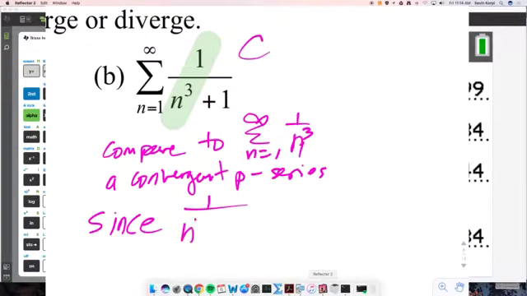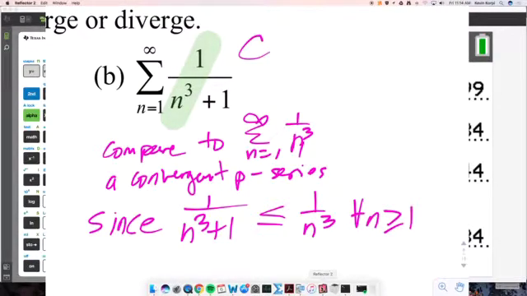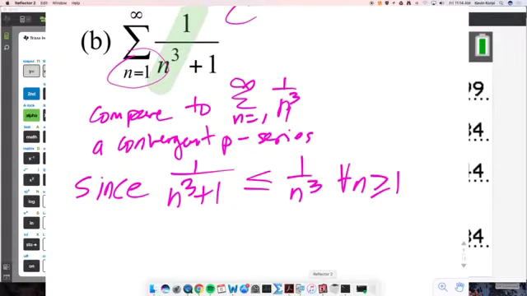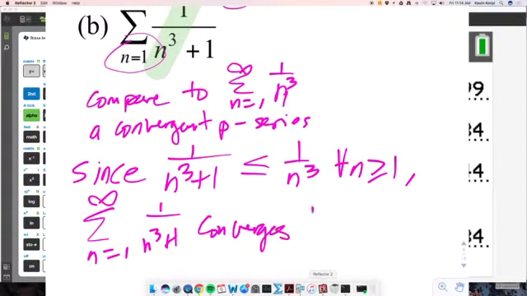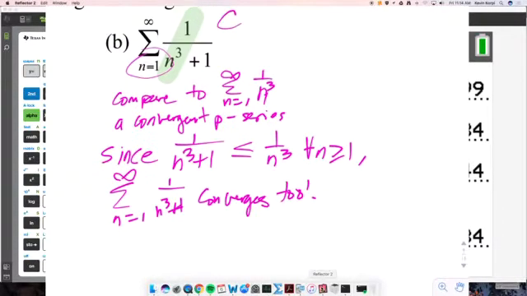Since 1 over n cubed plus 1 is less than or equal to 1 over n cubed for all n greater than or equal to 1, again, we're just going to use the starting value there. Is that true? It is true, because we're making the denominator bigger, so we make it smaller. Therefore the sum from n equals 1 to infinity of 1 over n cubed plus 1 converges too. So that's the direct comparison. They'll have the same behavior as long as you can show that inequality for all those n values in the interval.